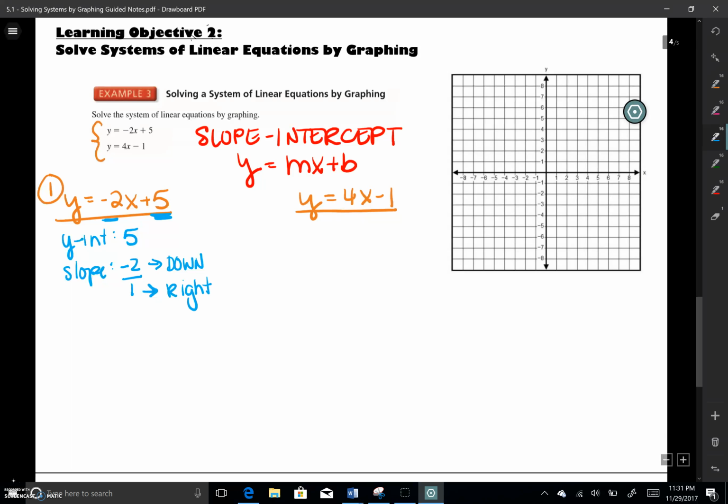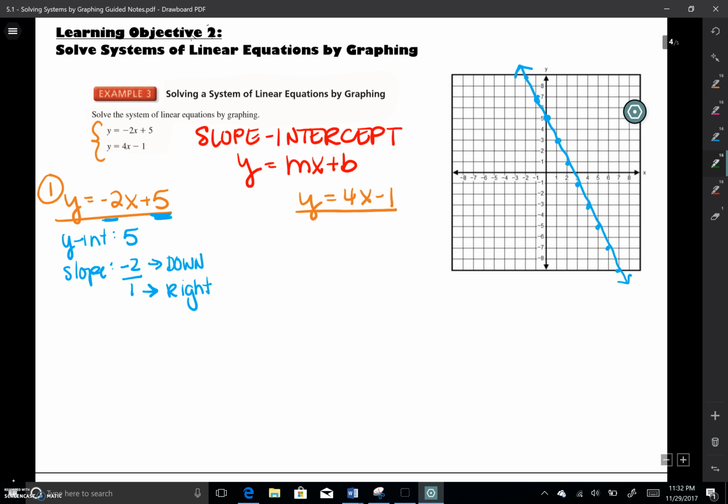Once I've gathered these two pieces of information, I can go to my graph and start to graph it. My y-intercept is 5, that's right there, and then I go down 2 over 1, down 2 over 1, and I continue to do this until I reach the edge of the graph on both sides. Once I have all my points, I'm going to connect them all. Don't forget your arrows at the end. And there's the line for our first equation.